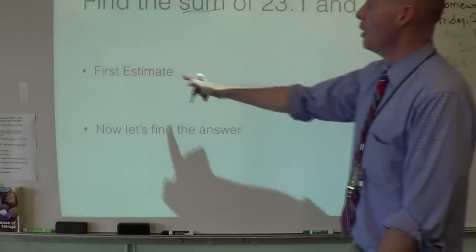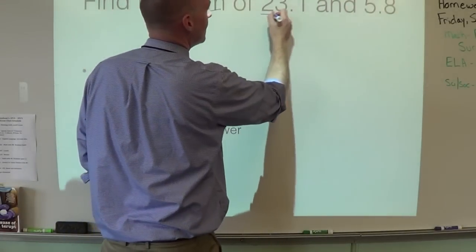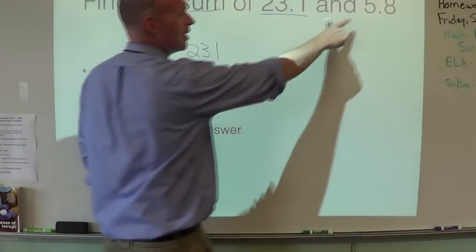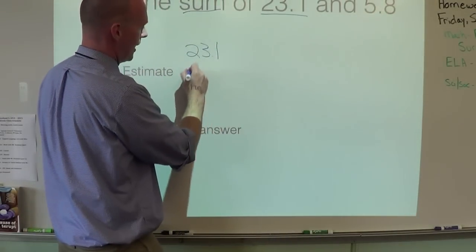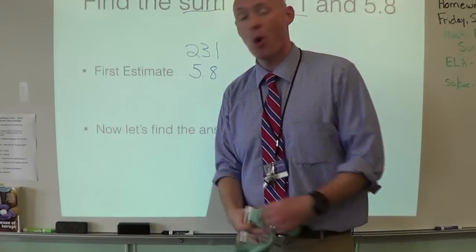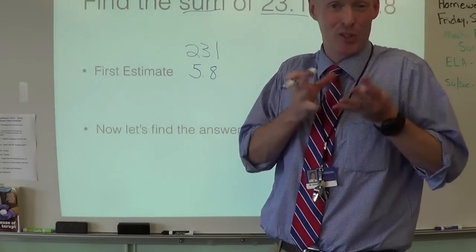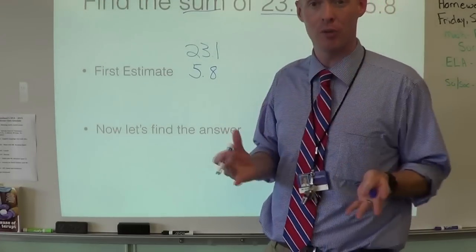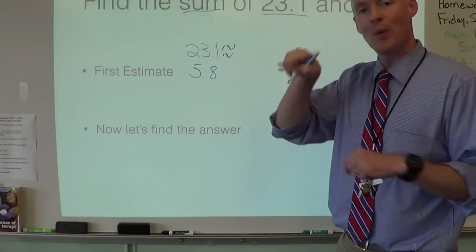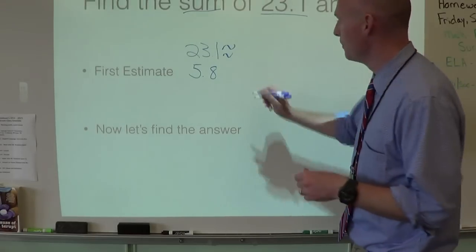No problem. First, we're going to estimate. And here's how I do it. My first number is 23 1/10. My second number is 5 8/10. We want to round those to the nearest whole number because that gives us a clue as to what the answer is going to look like. At least it'll be close to it. Here's what I mean. I do that little squiggly equal sign. What that means is that it's about or it's close to.